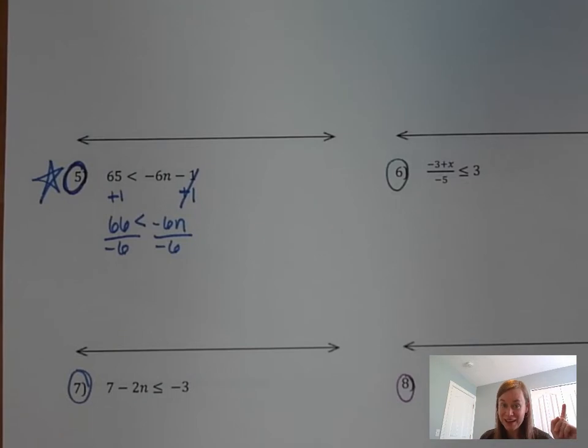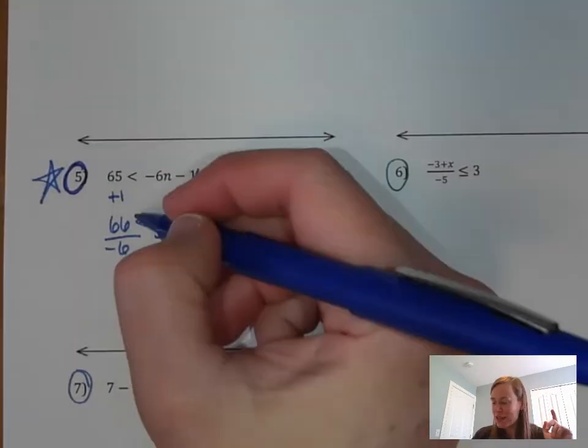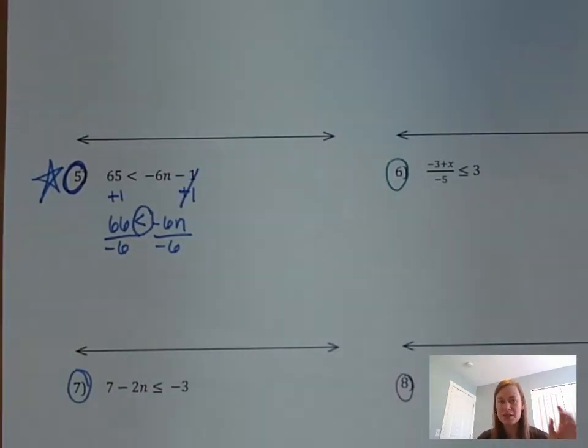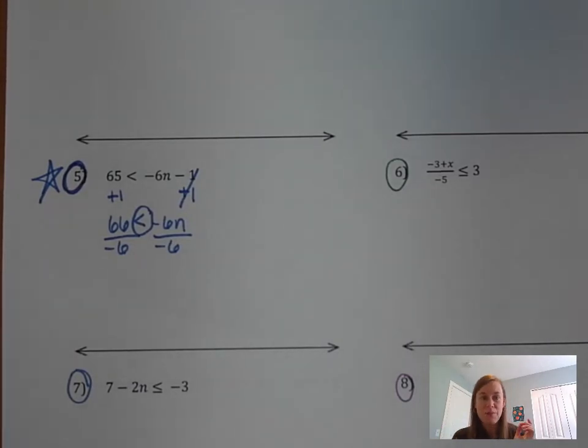Did we divide by a negative? Yes, we did. So I'm going to circle this right here. I'm going to circle the sign, and what that's going to do is in the next step, it's going to remind me, because I always forget, that I need to flip the sign. I need to change the direction of it because we divided by a negative.